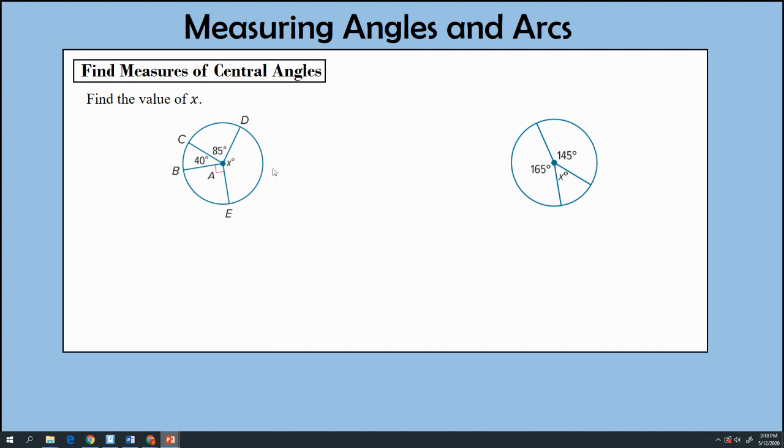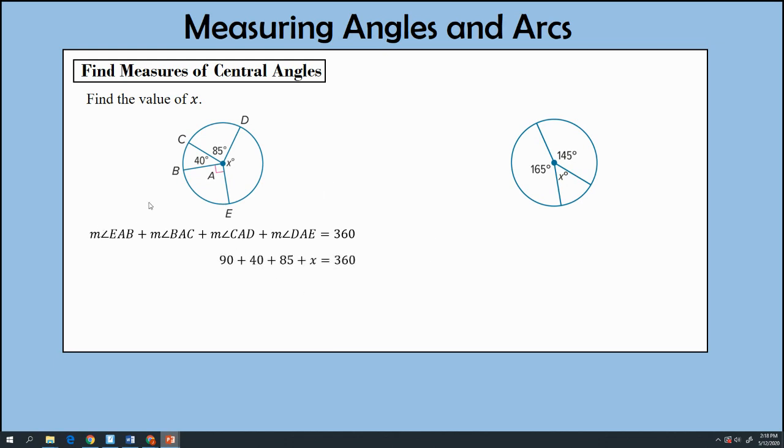Find the measures of the central angles. We're supposed to find X in this case, the measure of central angle DAE. Well, what we know is this circle has been cut into four different central angles: 85, 40, 90, and X. We know that these four have to add up to 360. So these central angles, EAB, BAC, CAD, DAE, these four have to add up to 360. So it becomes a simple little equation to solve. Plug in what we know.